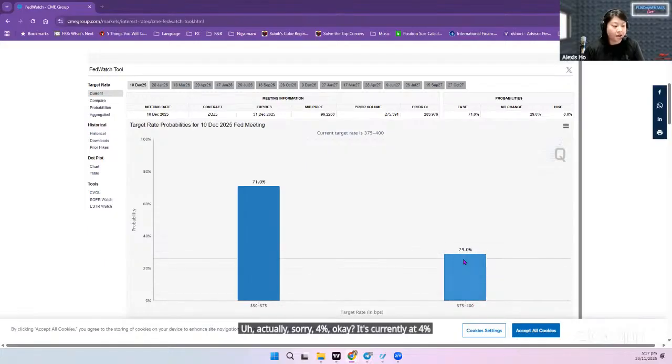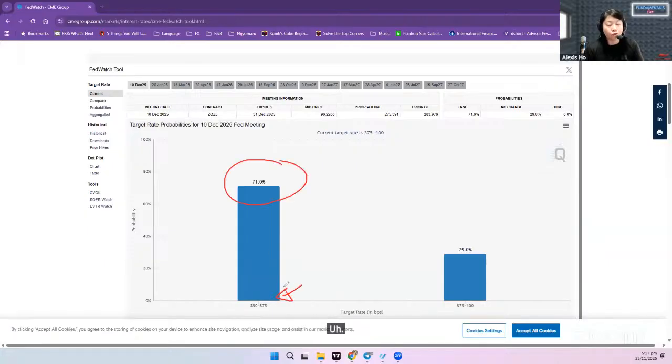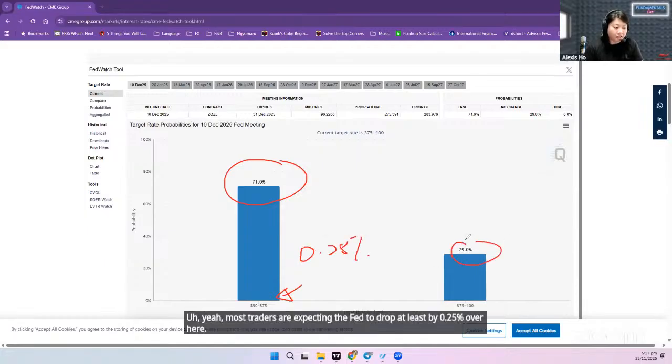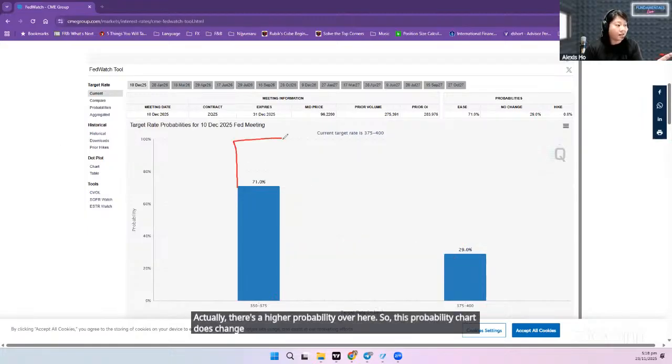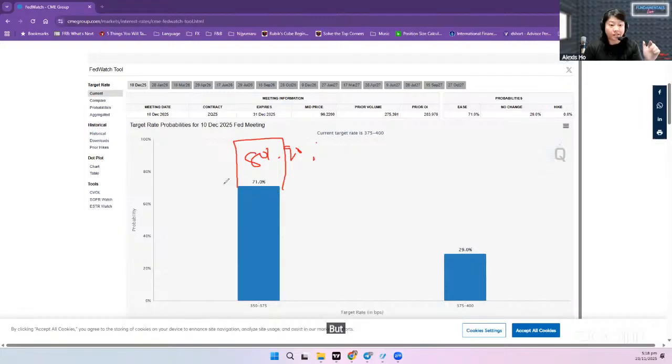So what this means is there's a 70% probability that most traders are expecting the Fed to drop by at least 0.25%, and then a 30% chance it might stay the same. Now, if you had seen this probably last month, there was a higher probability over here. So this probability chart does change. Last month we were looking at this, there was almost an 80% to 90% probability that interest rates will be cut in December. But over here, the probability on this Fed Watch tool has changed.